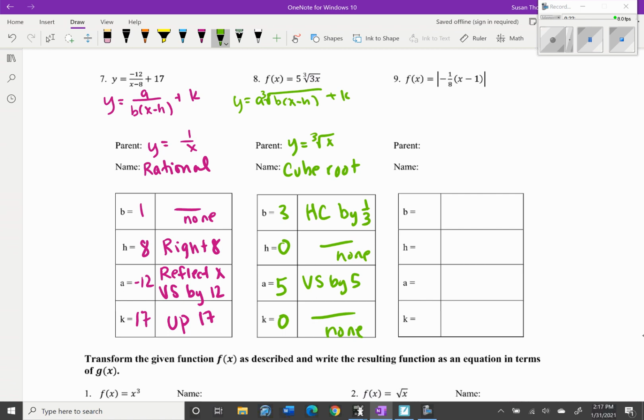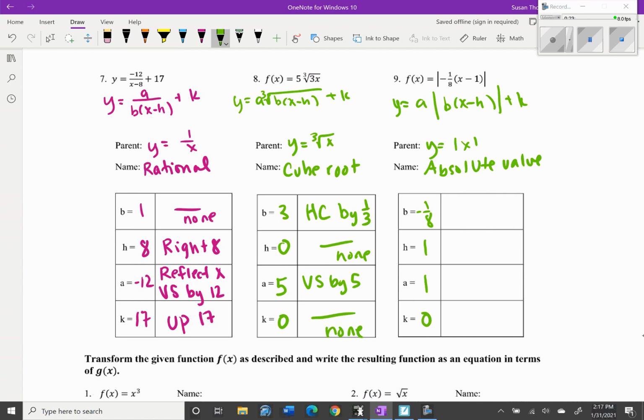Looking at the next one, we have, again, parent graph is the absolute value of x. So y equals a times the absolute value of b times x minus h, plus k on the outside. So my b value is -1/8. My h is equal to 1. a is 1 because there's nothing being multiplied on the outside. So if you want to put that 1 placeholder there, you can. And k, of course, would be 0.